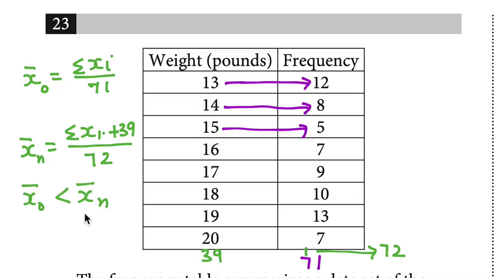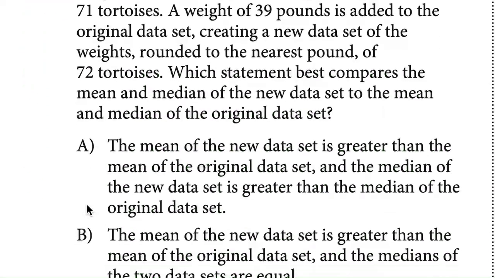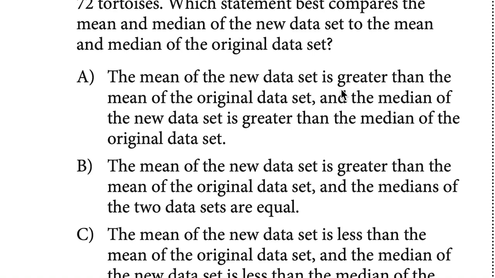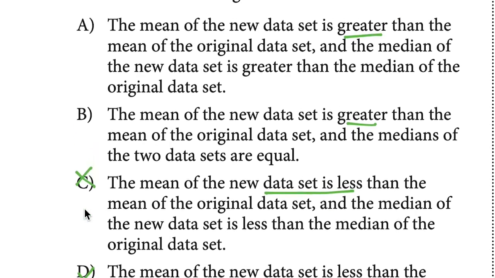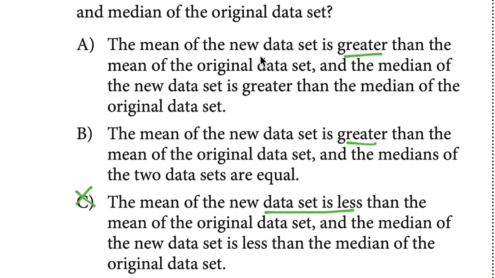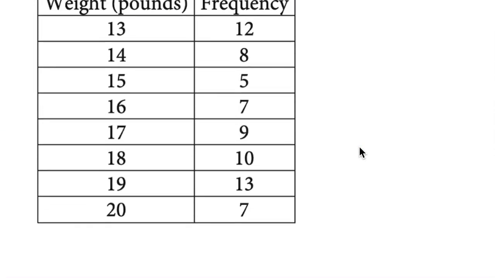Okay, mean is taken into account. Let's see the options. New mean is greater than, yes. New mean is greater than, yes. New mean is less than, no. Option deleted. So now we have to choose from A or B, because only the A and B options are telling us that the mean of the new data set is greater. Now let's see the median.